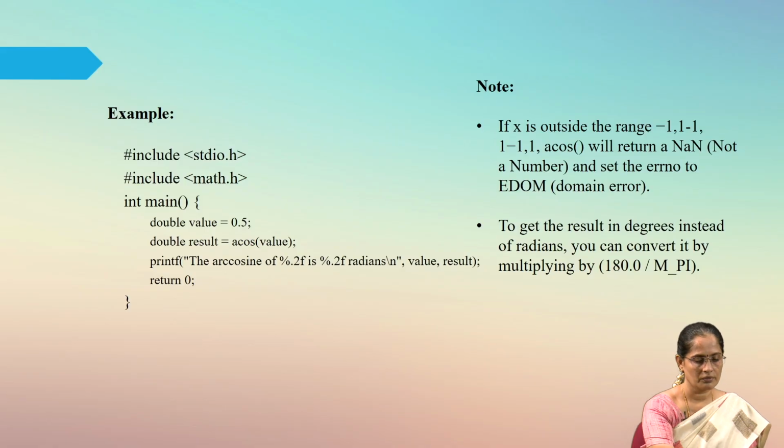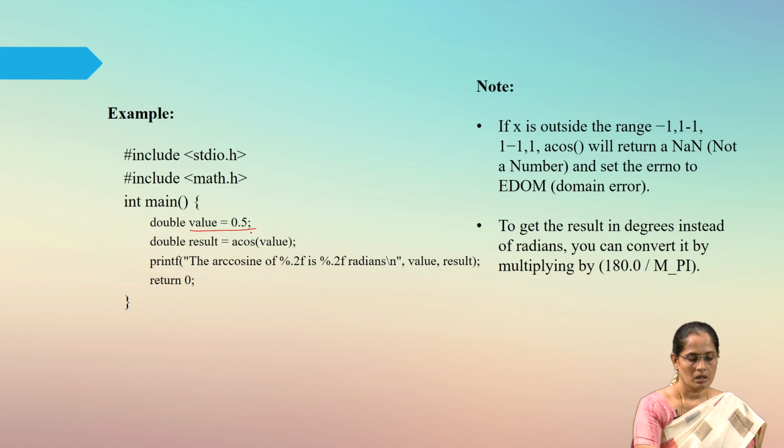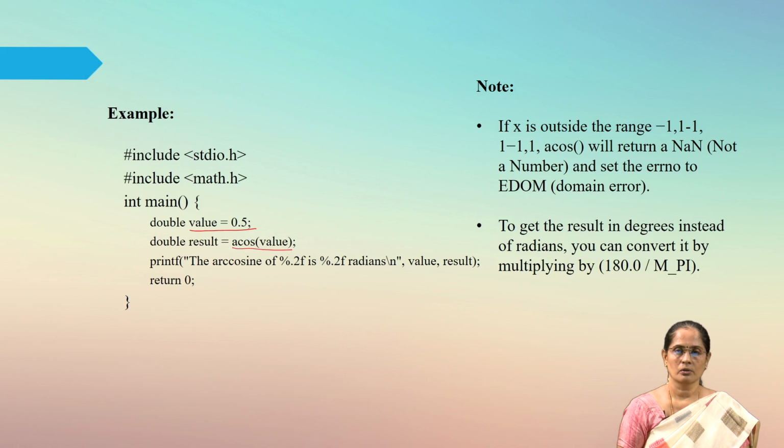So, we will see an example of applying the acos function. We need to define a double type variable whose value should be given as input to the acos function. One thing to be noted in this case is, if x is outside the given range -1 to 1, acos will return NaN, which is not a number, and it will set the error number to domain error.